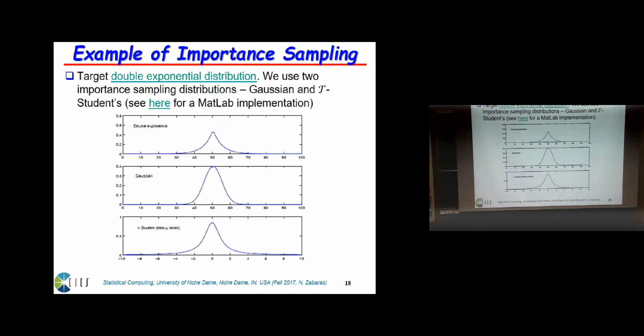So we're going to try to do calculations, I suppose the integral, the expectation or something, and we're going to cover this using a proposal distribution that is Gaussian, and then use a Student t distribution as well. The difference, of course, is that the Student t has fatter tails, so it is better suited to cover this double exponential distribution than the Gaussian. But let's see how the results look.